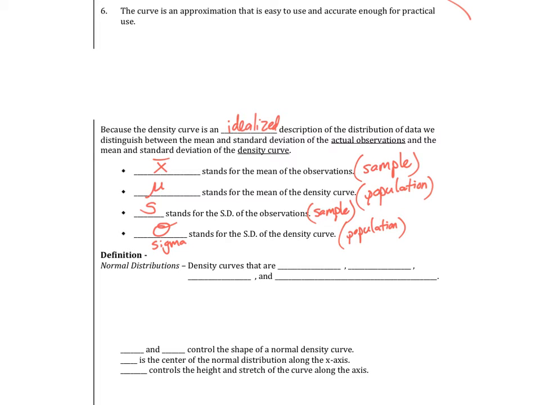So normal distributions are density curves that are symmetric, they are single peaked, they are bell shaped, and they are centered at the mean. So this will be centered at the mean.